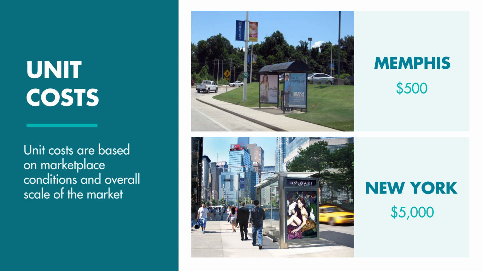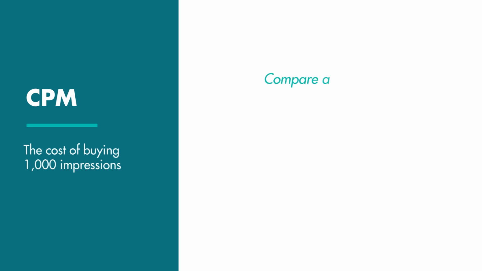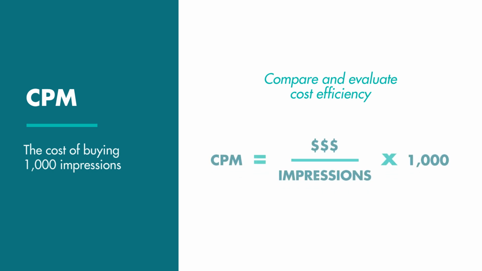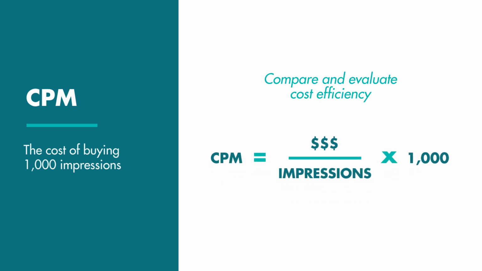of $500. CPM, which stands for cost per thousand, is the cost of buying 1,000 impressions. CPM is the basic value measurement for all media, and it is used to compare and evaluate the cost efficiency of different media vehicles or schedules. To calculate CPM, take the unit cost, divide by the unit's total impressions, and then multiply by 1,000.